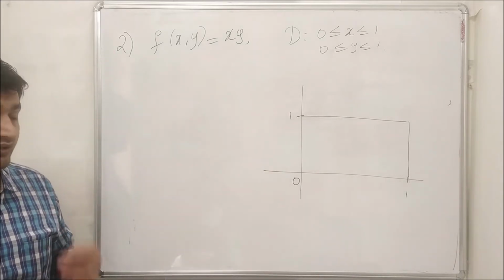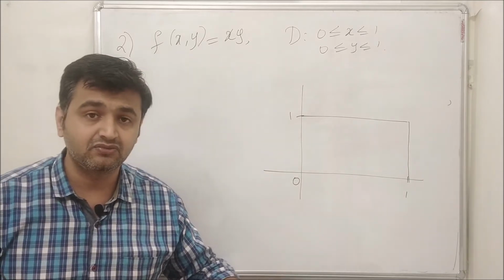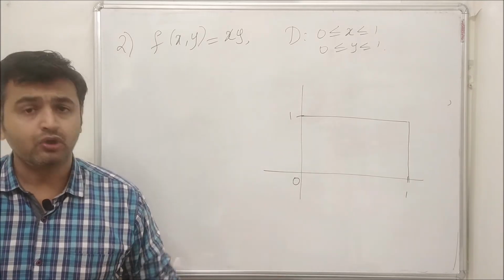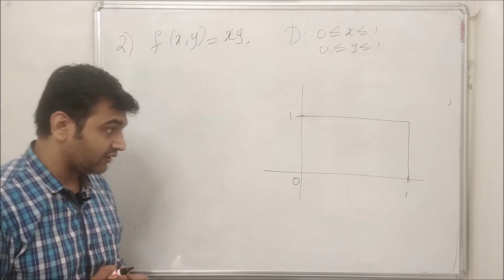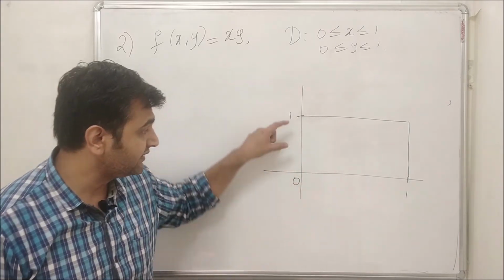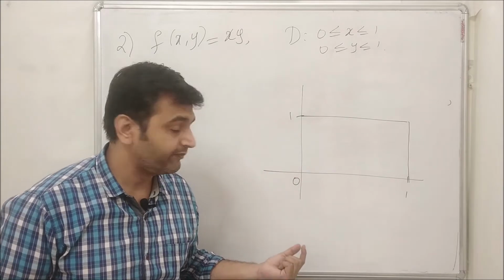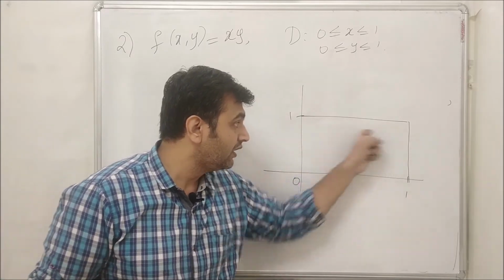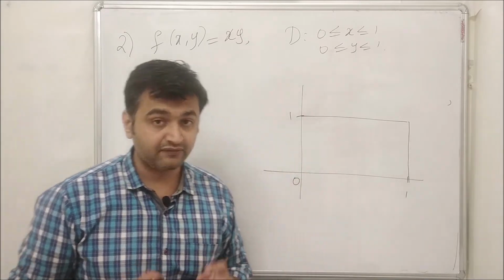Okay, and now I have to find the Riemann sum, and then I have to find the value of the double integration. So what is double integration? It is the limiting case of the upper Riemann sum or the lower Riemann sum. Okay, that is one thing. Now the question is how to divide this segment and this segment into sub-intervals, so that you get the sub-rectangles. That is the first question.